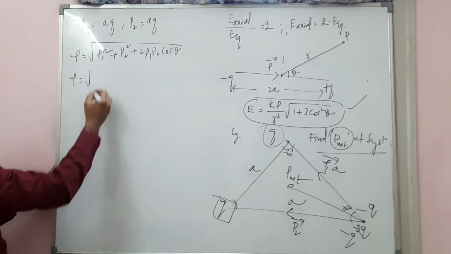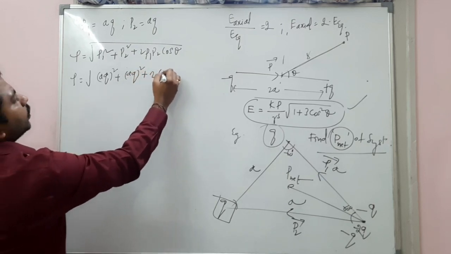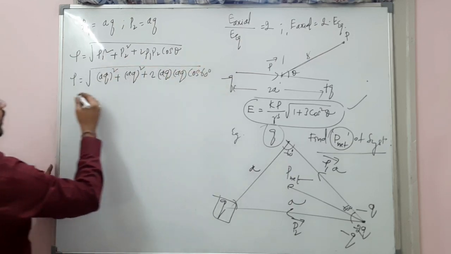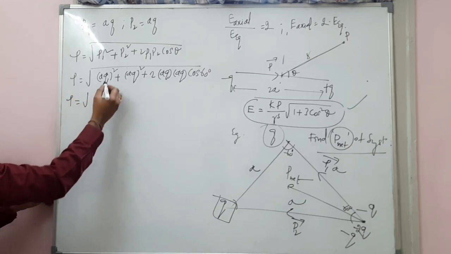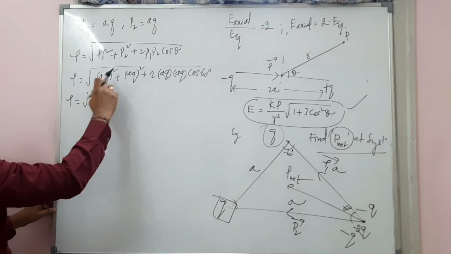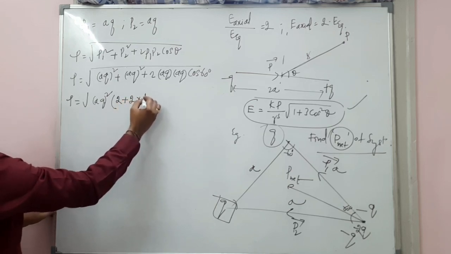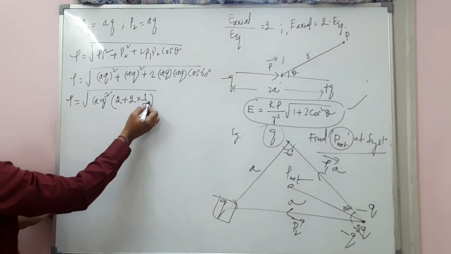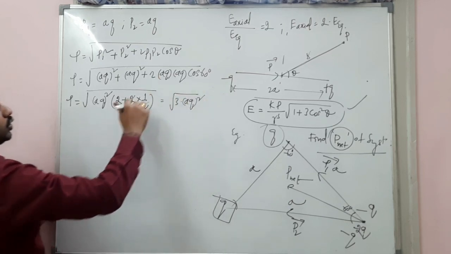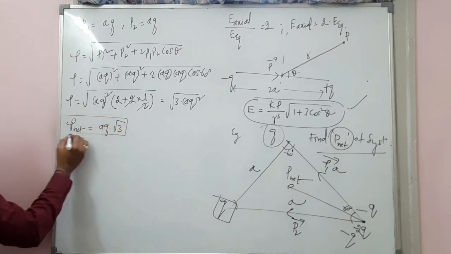So P is equal to root of P1 square, it's AQ whole square, plus P2 square, AQ whole square, plus 2 into AQ into AQ into cos 60 degrees. So P is equal to square root of AQ whole square plus AQ whole square. If I take AQ whole square common, this is 1 plus 1 plus 2 cos 60, and cos 60 is 1 by 2. Observe carefully, 2 gets cancelled. 2 plus 1, 3. So this is 3 AQ whole square. When AQ whole square comes out, the net value is equal to AQ into root 3. So this is the answer.